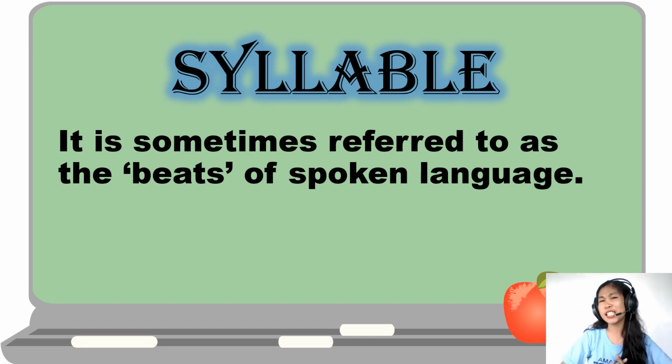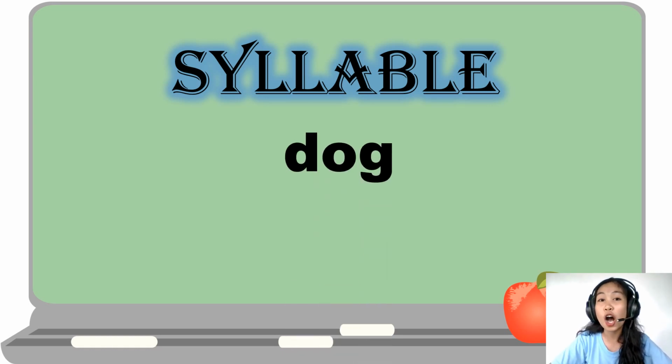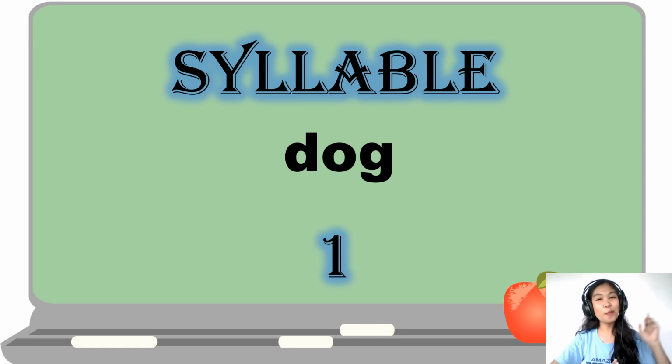Teacher, can you please give us an example of that? Sure, let's try this one. How many syllables, or how many vowel sounds, can you hear from the word dog? Dog. Correct. There's only one vowel sound here, that is the sound of O. Very good. Therefore, there is also one syllable here.